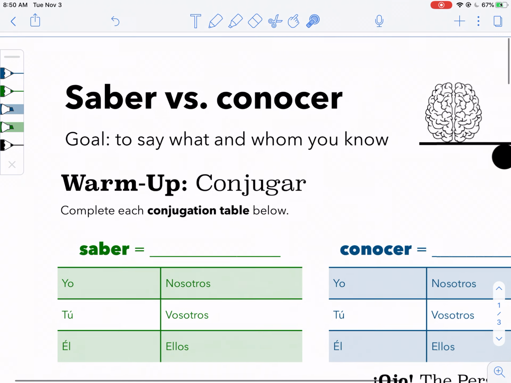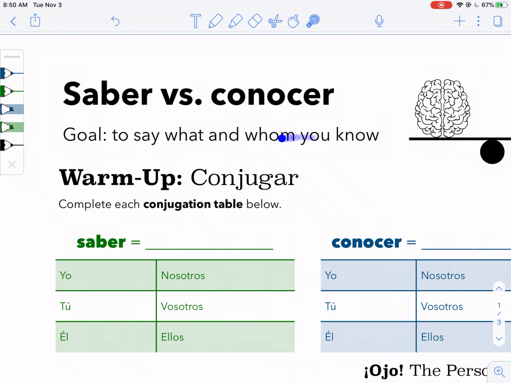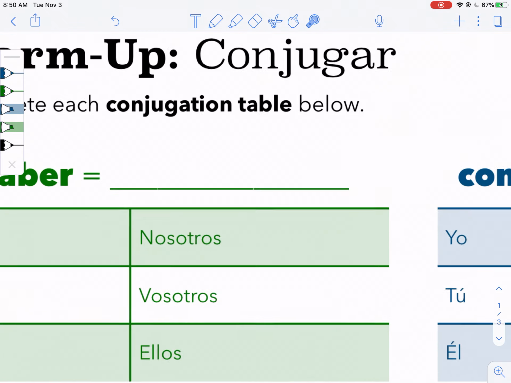By the end of the day, you will be able to say what you know and whom you know. So let's get started with some conjugations.